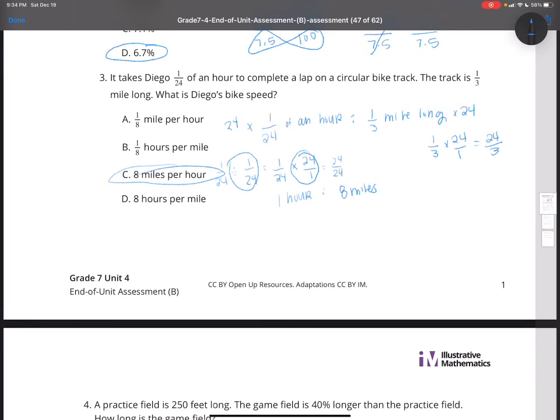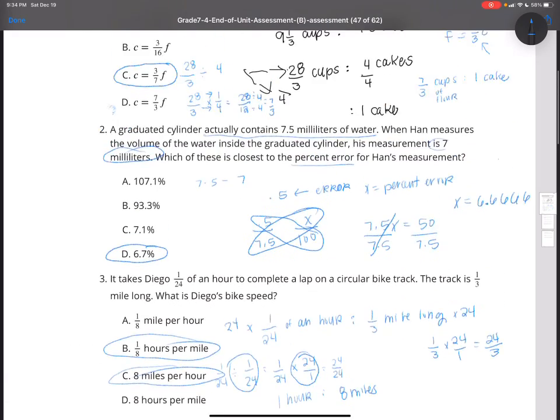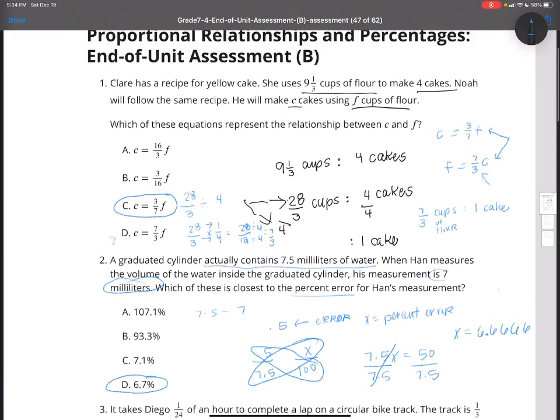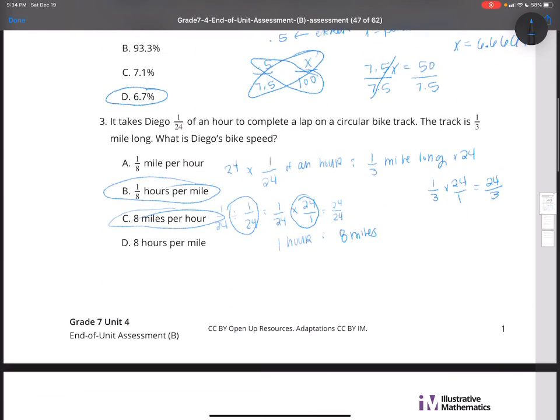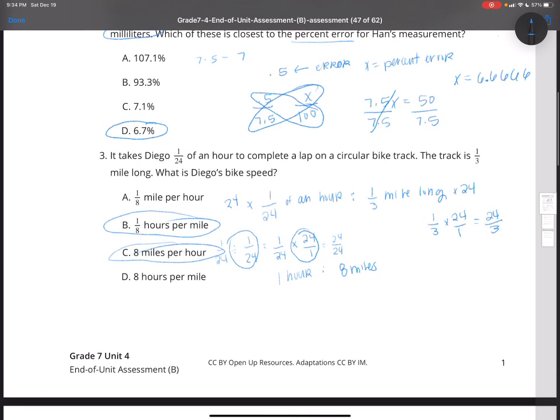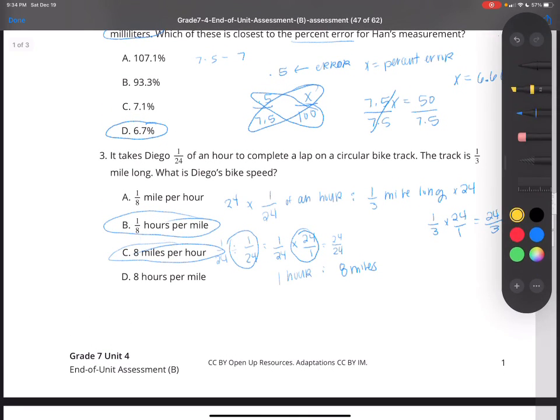So you could either say this as well: it takes 1/8 of an hour to complete 1 mile. Because remember, just like we discussed in our last problem, the unit rates are inverses of each other. So if this is 8 miles per hour, the inverse of that would be 1/8 of an hour per mile. Okay? So either answer is right, but if we had to pick the most correct one, it would be C.